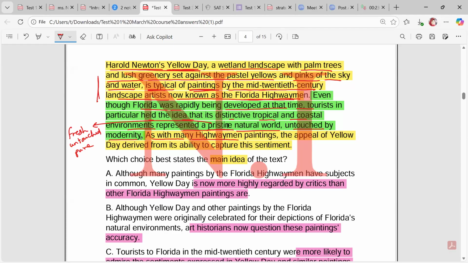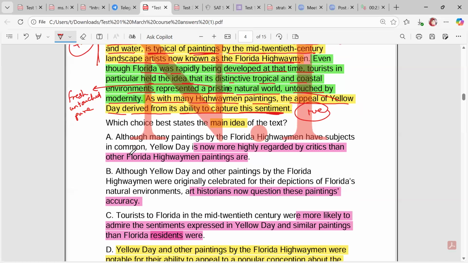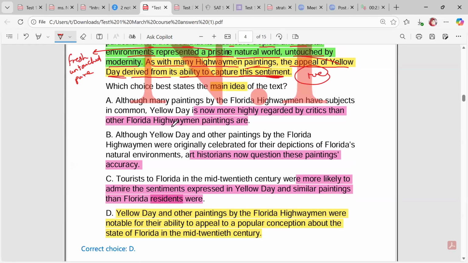As with many Highwaymen paintings, the appeal of Yellow Day derived from its ability to capture this sentiment. The ability of these paintings to capture the beauty of nature, the description of nature. I started positively and I ended positively. That's nice. Of course, here Yellow Day is the painting, like the other paintings of the Highwaymen. So, let's go for the choices.